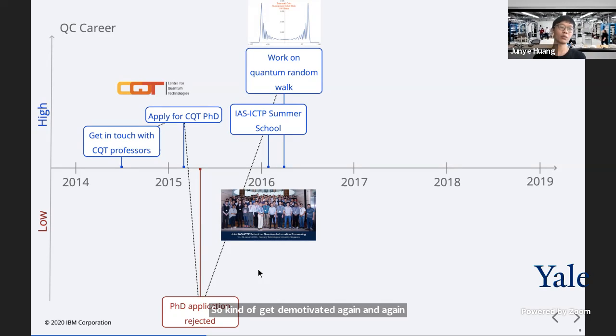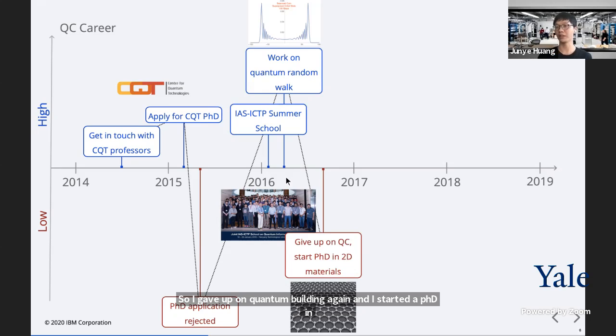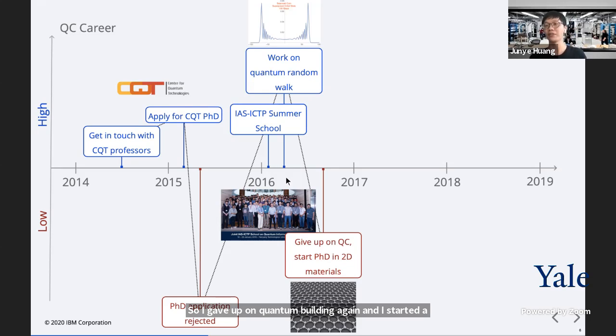You can see that I already wanted to do a PhD in 2015, and here it's 2016. So it's like a year and a half that I was doing some research, but in material science. So I felt maybe this is not for me. Maybe I'm not good enough. So I gave up on quantum computing again, and I started a PhD in 2D materials like graphene, which you may have heard of, which is more like my field and also experimental. I wanted to do quantum information and theory, so it's a huge jump from my background.